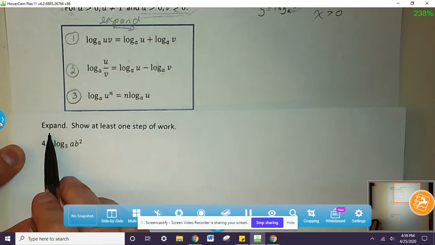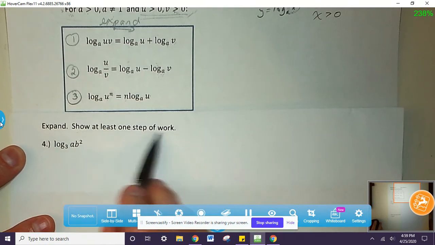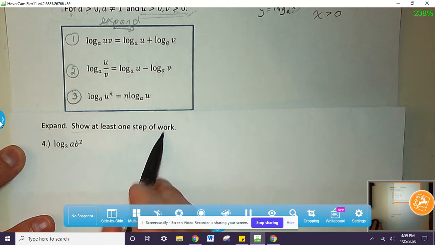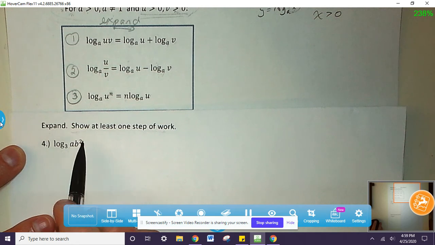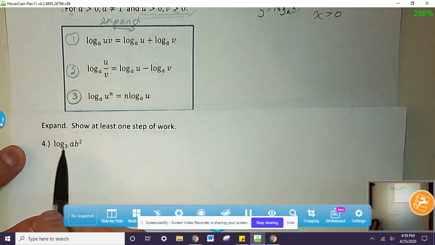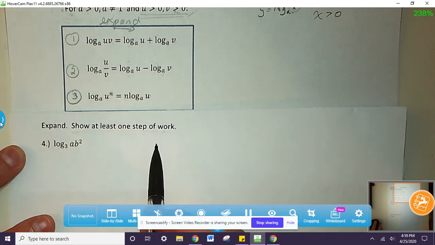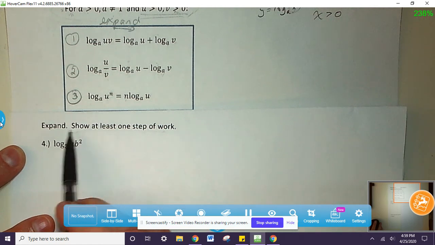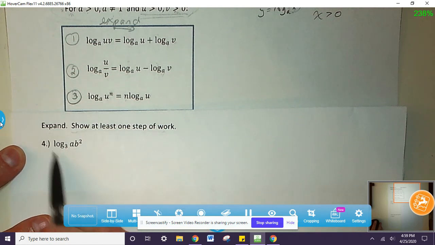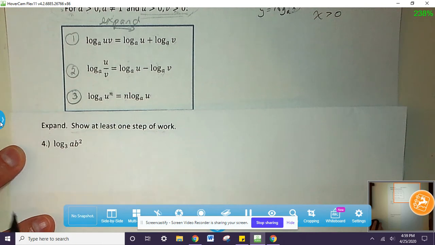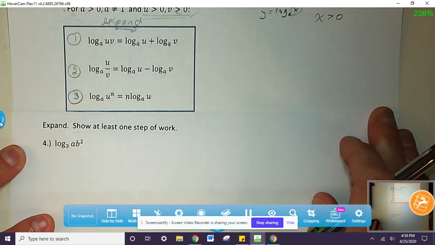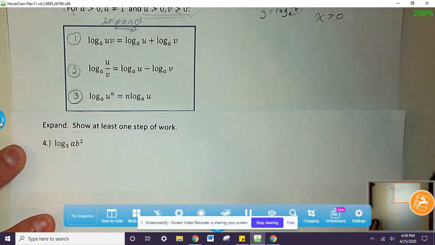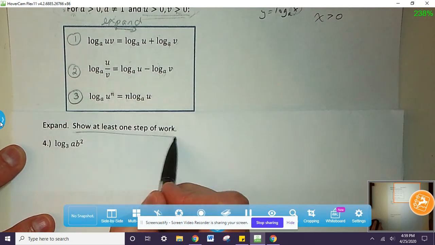We want to expand this. And I'm going to ask you at this level to show at least one step of work. Because what you're going to find is some of you, believe it or not, will actually look at this expression and know what the final answer is before you even write down any work. But since we are learning it, I'm going to require at least one step of work in Algebra 2 and in pre-calc for these. When you get to calculus, I won't require work for this type of problem, but for Algebra 2 and pre-calc, I'm going to ask you to do that.